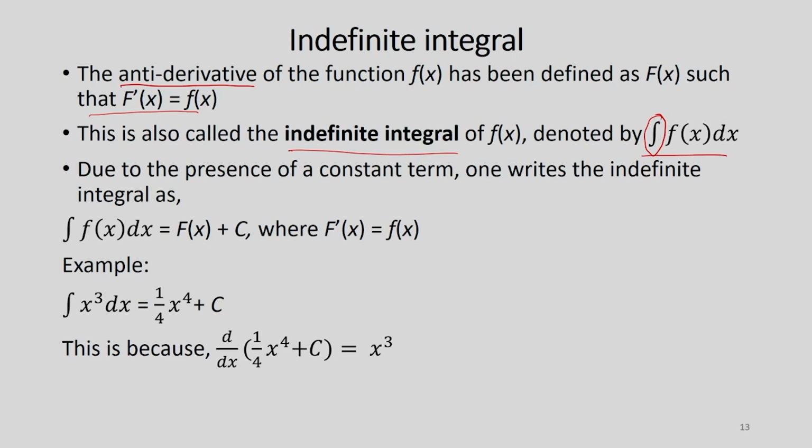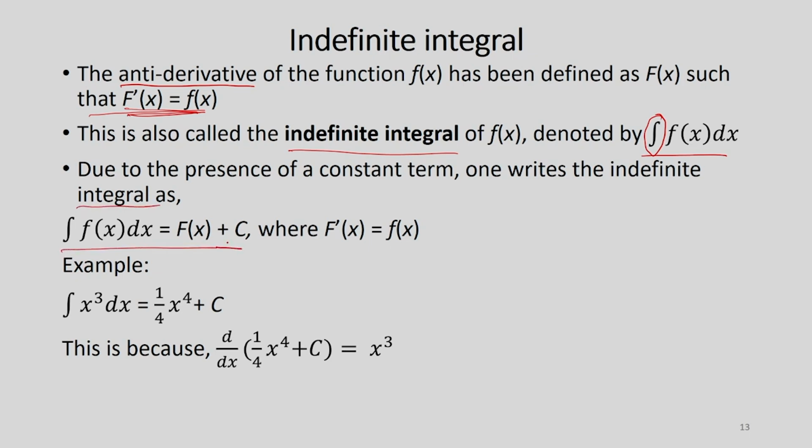Now, remember, if f dash of x is equal to small f of x, then there are a host of functions for which this will be satisfied, because you can just add a constant term. That arbitrary constant term will give you different functions, but for all those functions this property will be satisfied. So, due to the presence of a constant term, one writes the indefinite integral as follows.